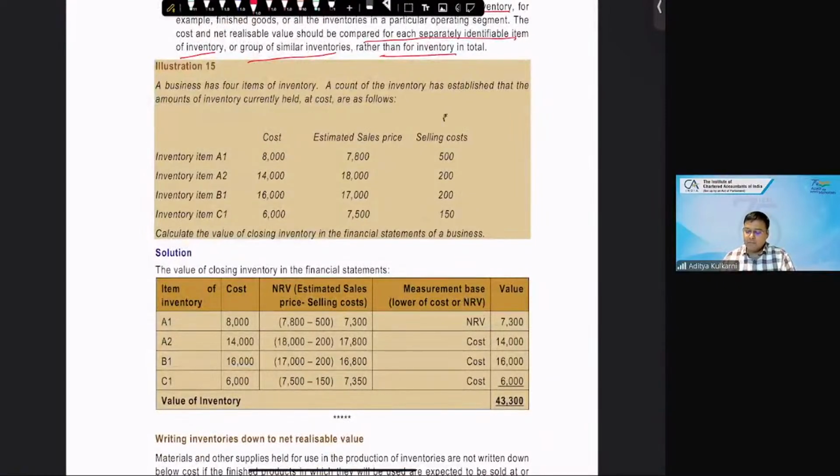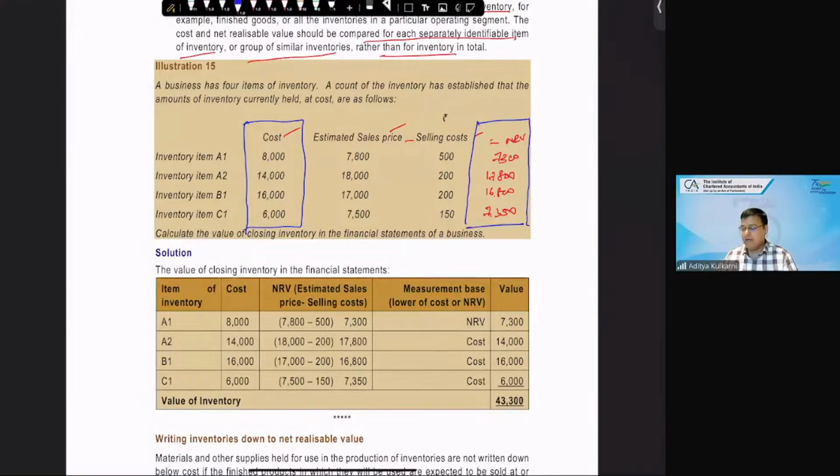Okay. So you have the table. Very simple. The account of inventory gives you cost, estimated selling price, and selling cost. So estimated selling price minus selling cost gives you the NRV. So this is 7,300, 17,800, 16,800, 7,350. What you have to do is line by line, I will compare cost and net realizable value. Whatever is lower, that will be the valuation of inventory.